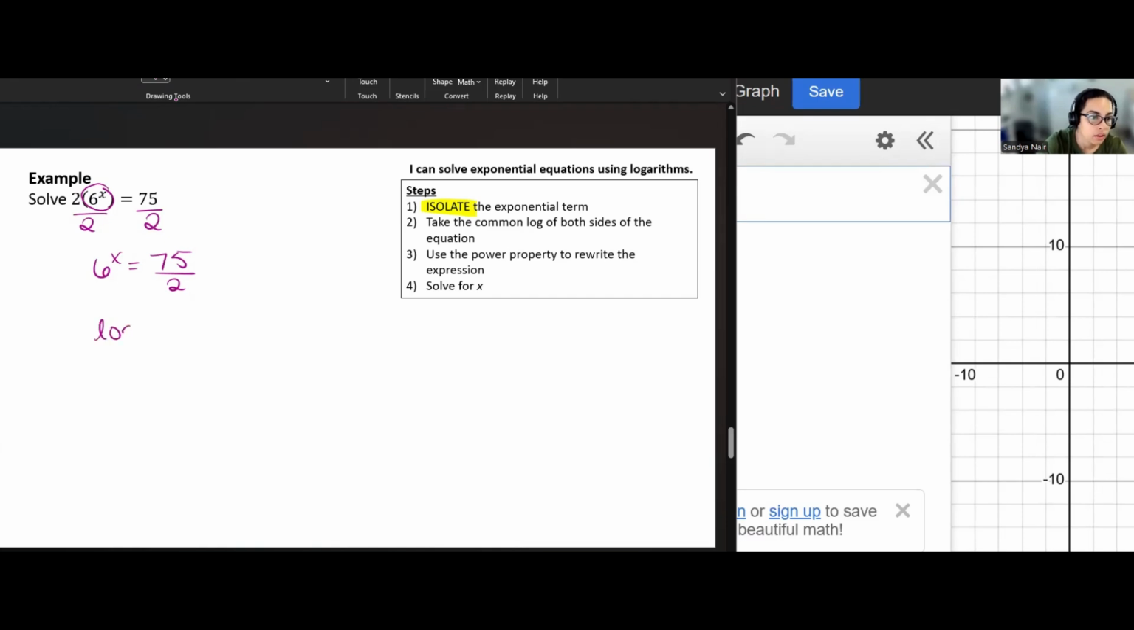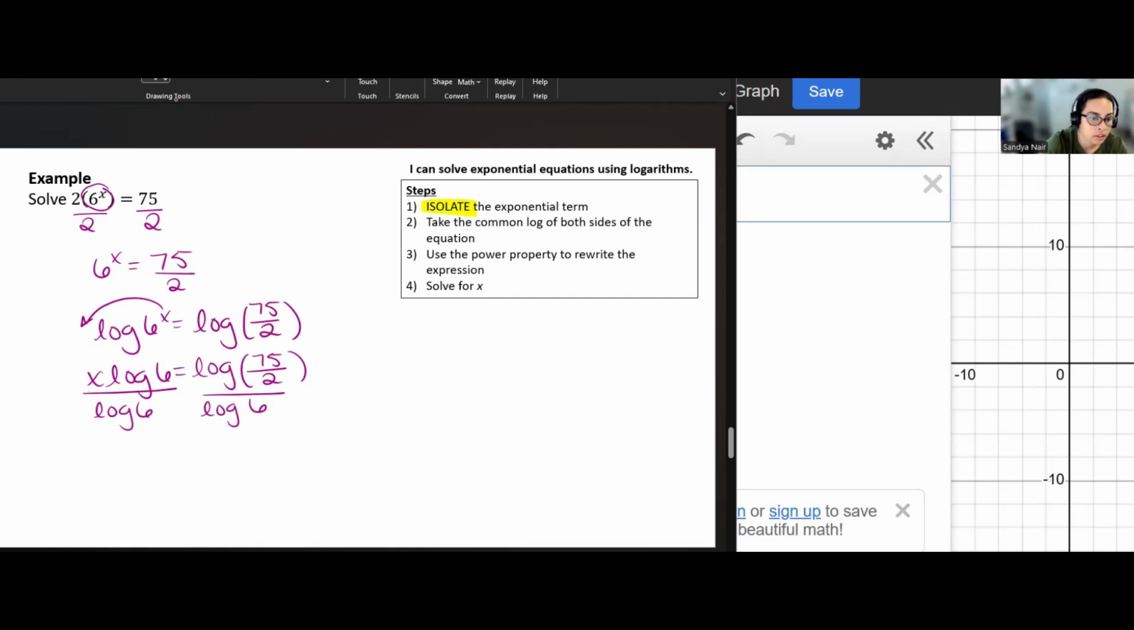So now I can take the log of both sides. So I have the log of 6 to the x equals the log of 75 over 2. And what I'm going to do now is use the power property to rewrite this. So I have x log 6 equals log of 75 over 2. And I'm just going to divide both sides now by the log of 6, right? Because I want to isolate x. And so that's going to give me x equals log of 75 over 2 over log of 6.